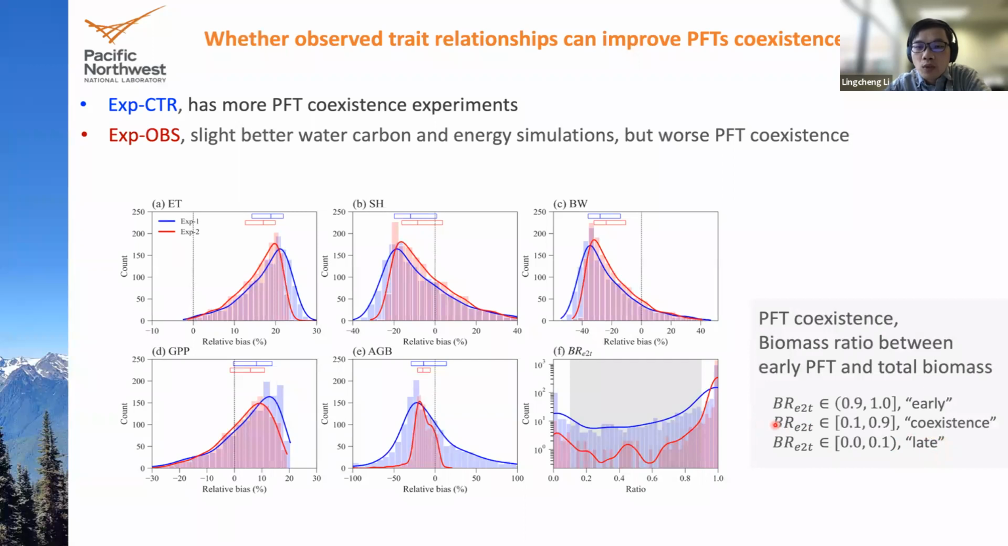If the ratio is between 0.1 and 0.9, this experiment has more coexistence. When you compare the control run and the observation constrained run, you can see that the blue color has more counts, more experiments between 0.1 and 0.9. It has more coexistence than the observation constrained experiments. So in terms of PFT coexistence, if you consider the observed trait relationships, it actually degrades the coexistence modeling. We cannot use the observed trait relationships to improve PFT coexistence modeling.